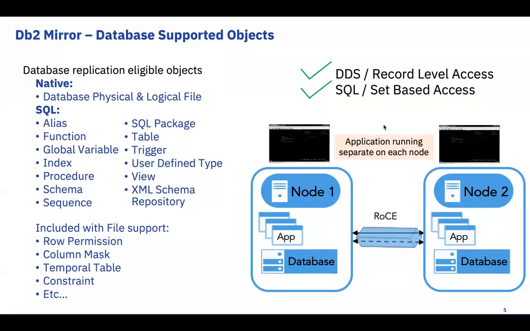Lots of applications can sit on top of the database and be replicated at the database layer, just naturally. When you replicate your database, you also get the attributes that go along with those database files, so the row permissions, the column maskings, temporal tables, constraints, partition tables, those types of things get replicated between the two systems.